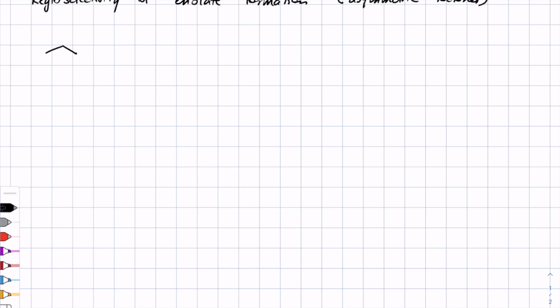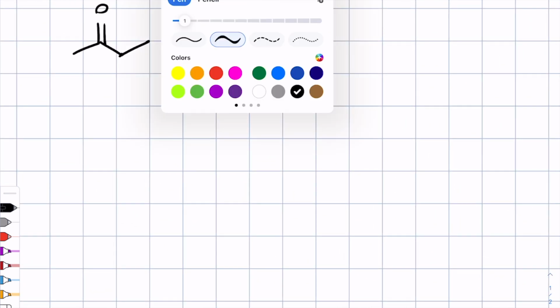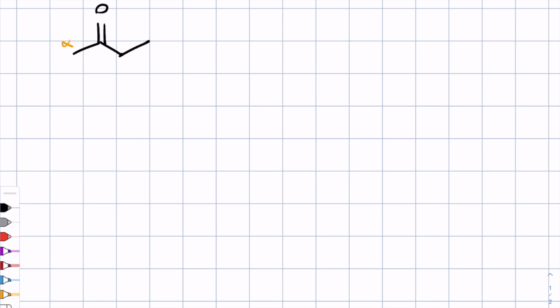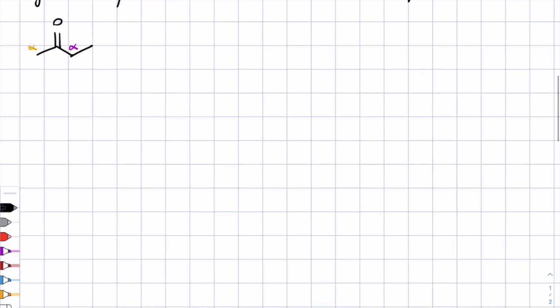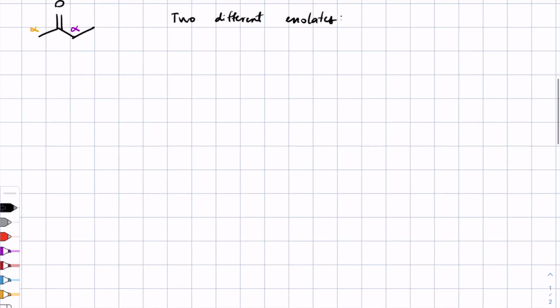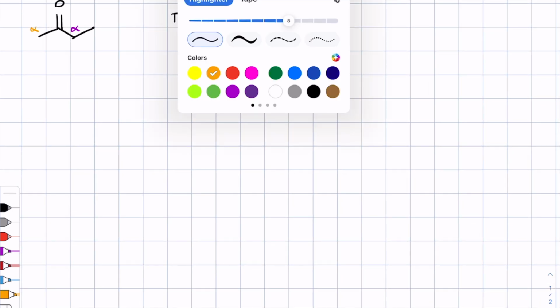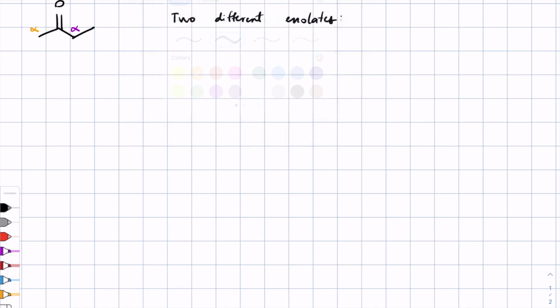So as an example, let's just add a carbon to our ketone. Now we've got two different alpha carbons. We'll call them the orange alpha carbon and the purple alpha carbon. And therefore you have two different enolate possibilities. If you remove the orange alpha proton, you're going to get the orange enolate that looks like this.